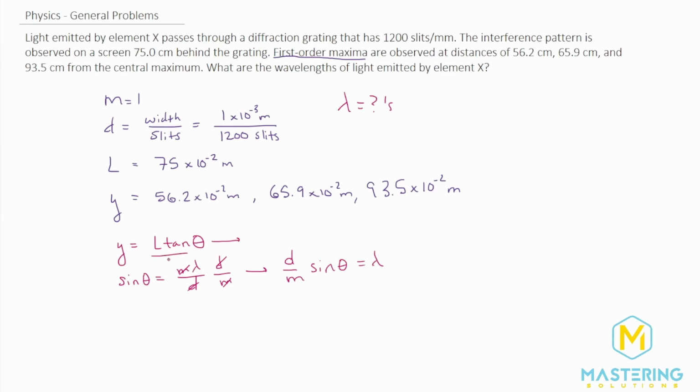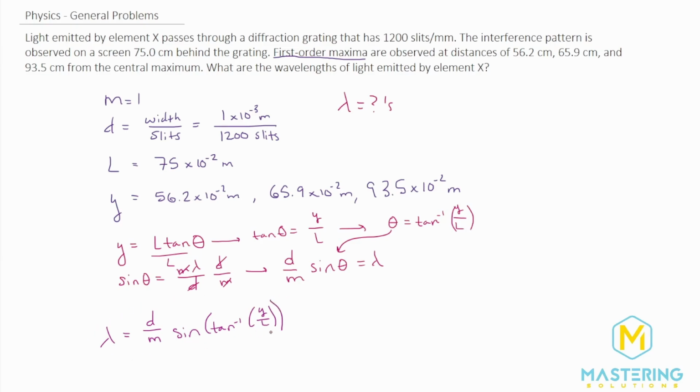So let's isolate theta. We're going to divide both sides of the equation by L. That gives us tangent of theta is equal to y over L. And then we take the inverse tangent of both sides of the equation. So we have theta is equal to the inverse tangent of y over L. Now we can plug this into this equation. So our final equation is going to be lambda is equal to d divided by m times the sine of theta, which we said was inverse tangent of y over L.